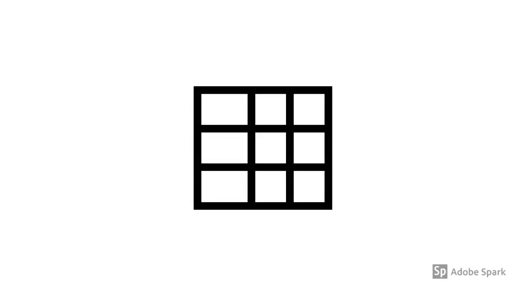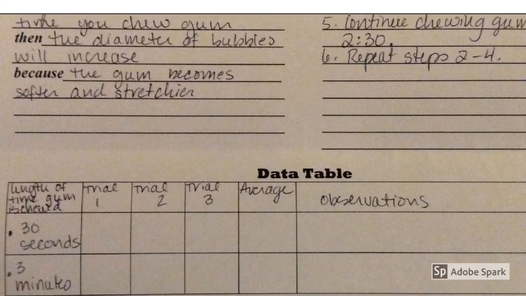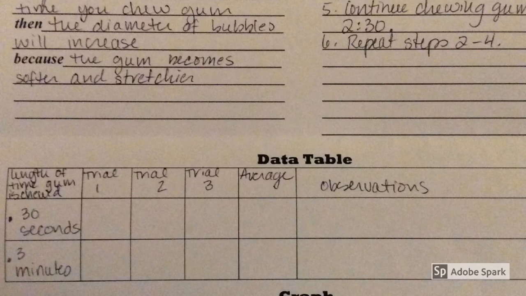A data table should be set up before the experiment so that you can keep track of the results. In the data table, copy the independent variable in the upper left corner. Then give the examples in the left column. For example, the independent variable is length of time gum is chewed, and the two different possibilities are 30 seconds and 3 minutes.